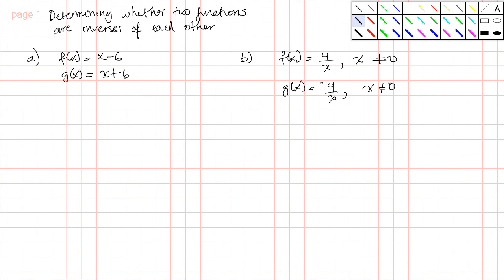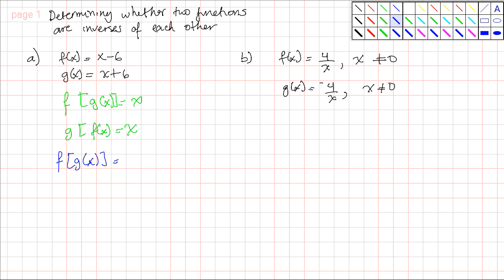So to determine if two functions are inverses of each other, we need to make sure that the functions satisfy the following conditions. f of g of x must equal x, and g of f of x must also equal x. So we have to check the composition functions. So for example A, we need to check f of g of x.